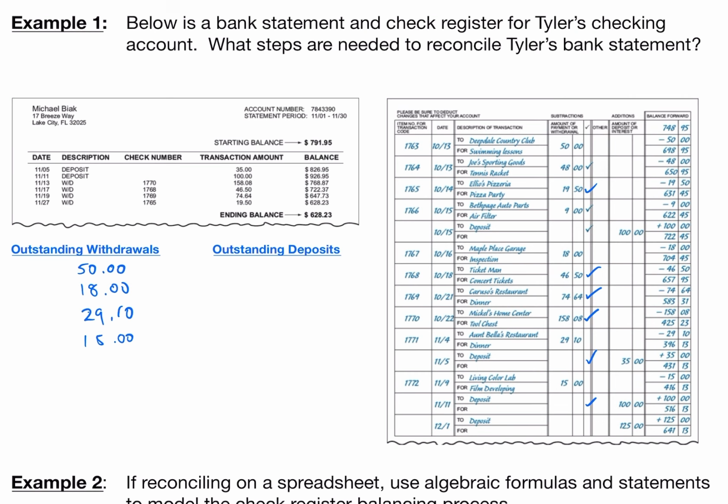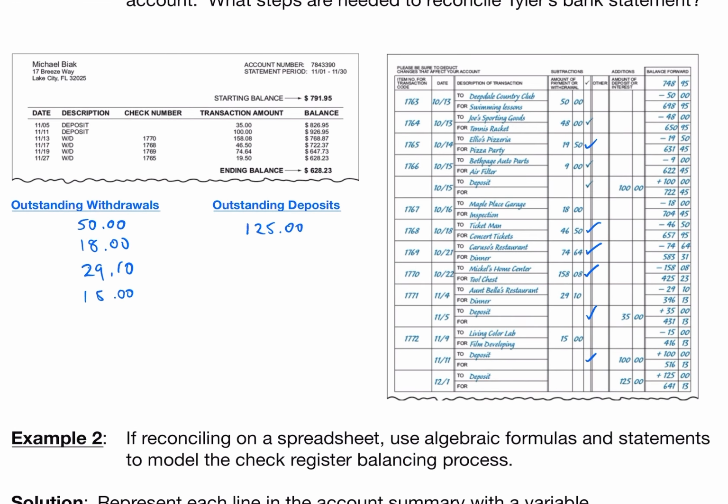And finally, we have a deposit in the amount of $125, which has not been noted in the statement. So we will go ahead and put that under the outstanding deposit column. We'll write $125. Okay, so then the next step is to add all of these numbers up.